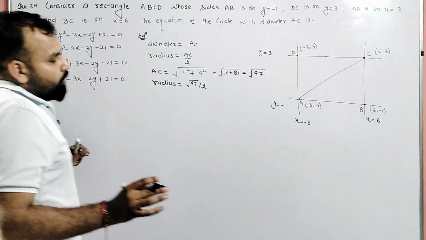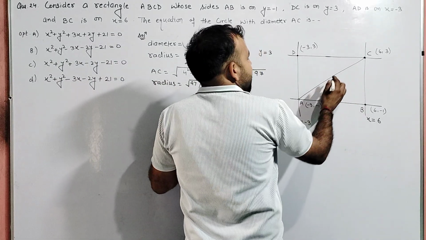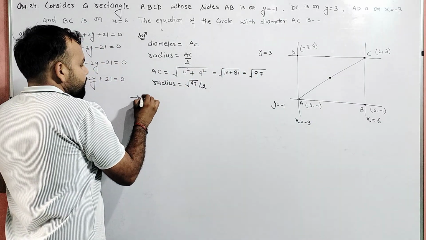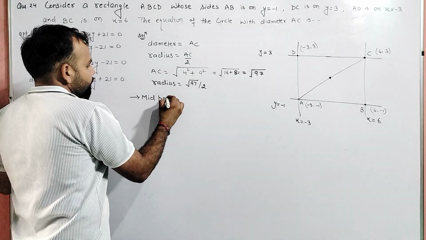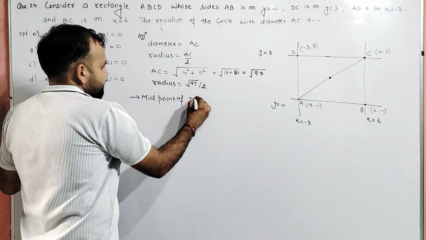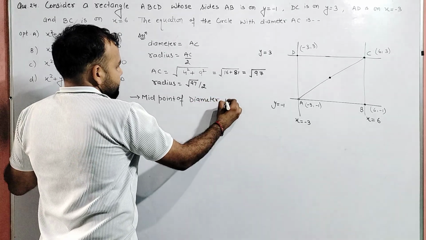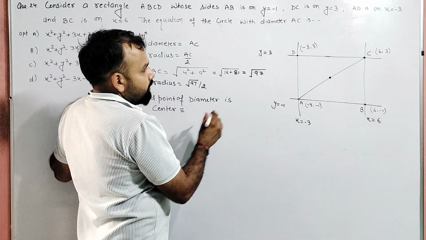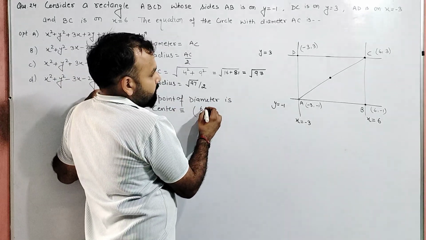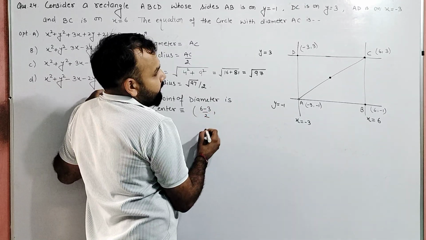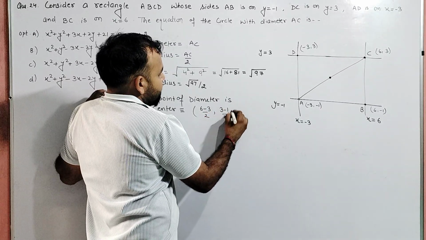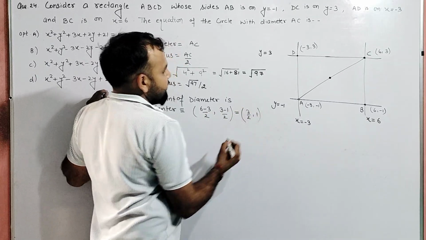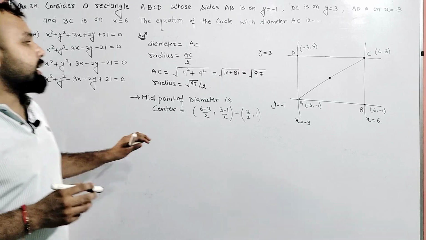And we know very well that this is the diameter, so the midpoint of this diameter is the center, that is 6 minus 3 divided by 2, comma 3 minus 1 divided by 2, that is equals to 3 by 2, comma 1. This is the center of the required circle.